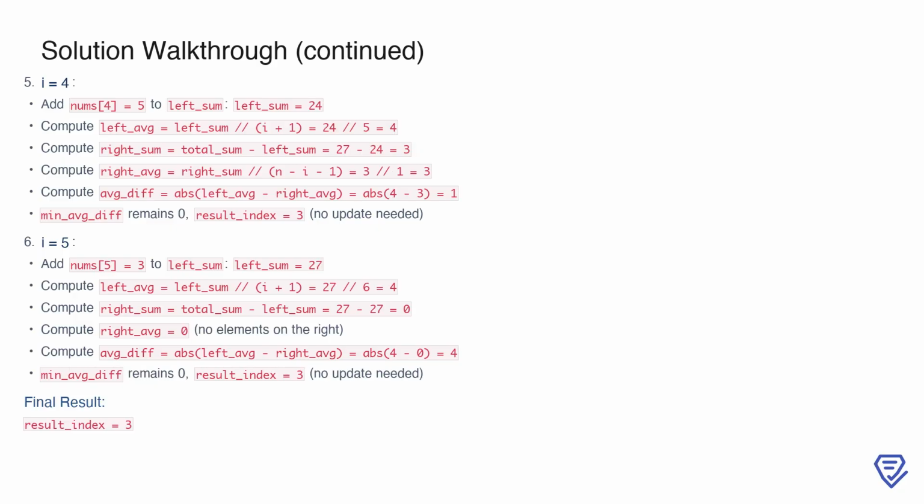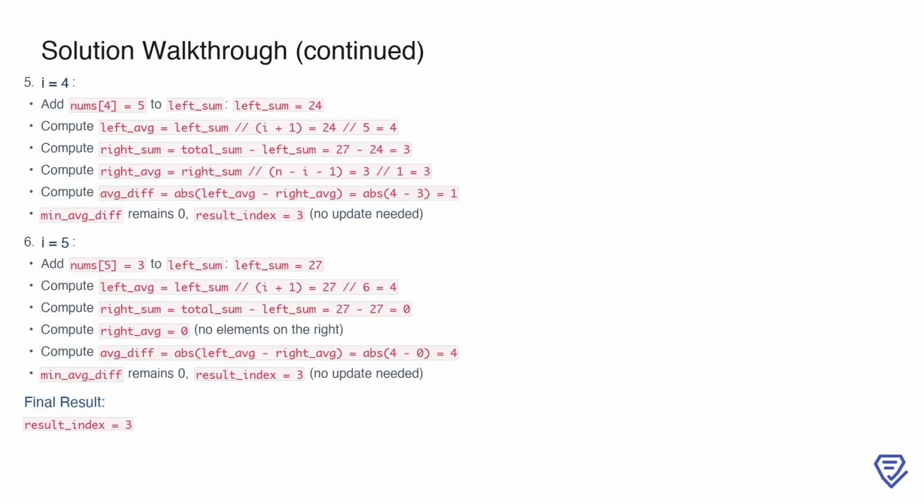For i equals 4, we add nums[4] equals 5 to left_sum, resulting in 24. The left average becomes 24/5 equals 4. The right sum, now 27 - 24, is 3, and the right average is 3/1 equals 3. The average difference is abs(4 - 3) equals 1, which is larger than the current min_average_diff, so no updates are made to min_average_diff or result_index.